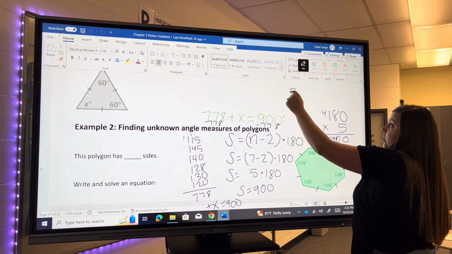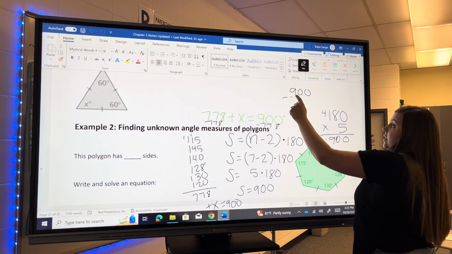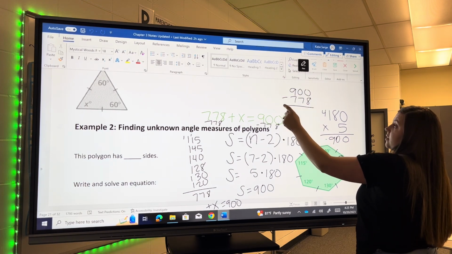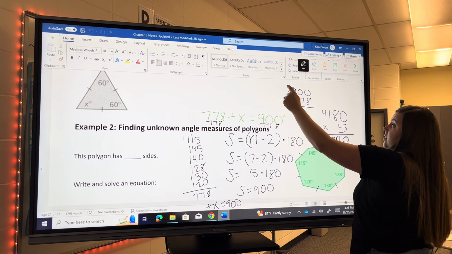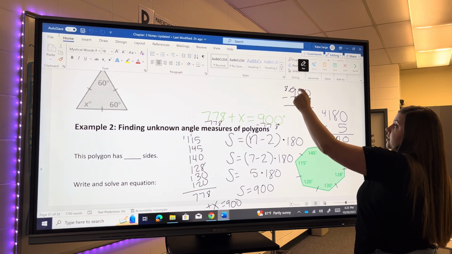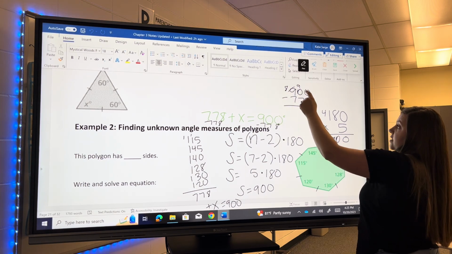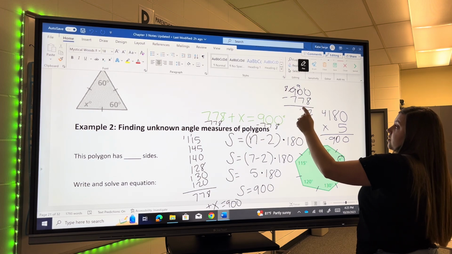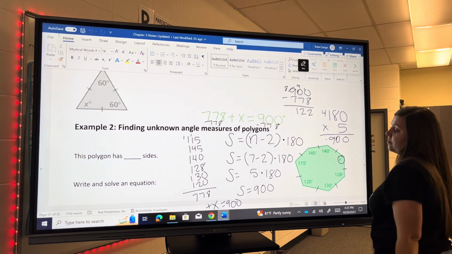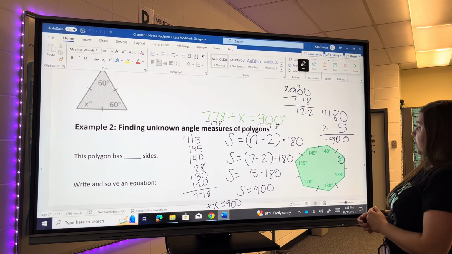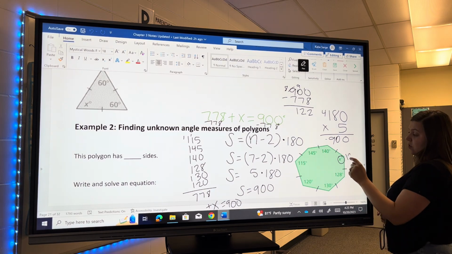I know my work is all over the place. 900 minus 778. We gotta borrow. This becomes 8, 10, borrow from there, that's a 9, 2, 2, and 1. So this missing angle here is 122.